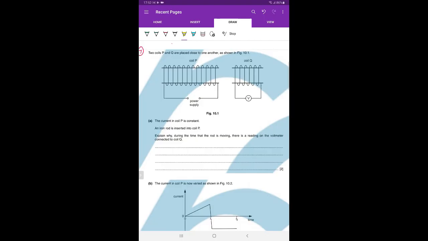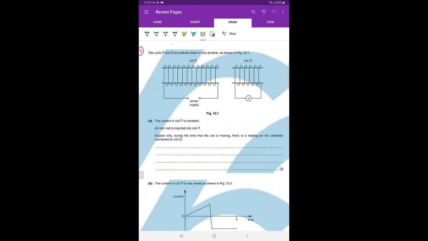So two coils P and Q are placed close to one another as shown. The current in coil P is constant. So यार P के अंदर there is a constant current flowing. I'll just mark the current for reference purposes. अब कोई भी direction mark कर दो, doesn't really matter. The question says an iron rod is inserted into P. So, अब इसके अंदर एक iron का rod आ जाएगा.